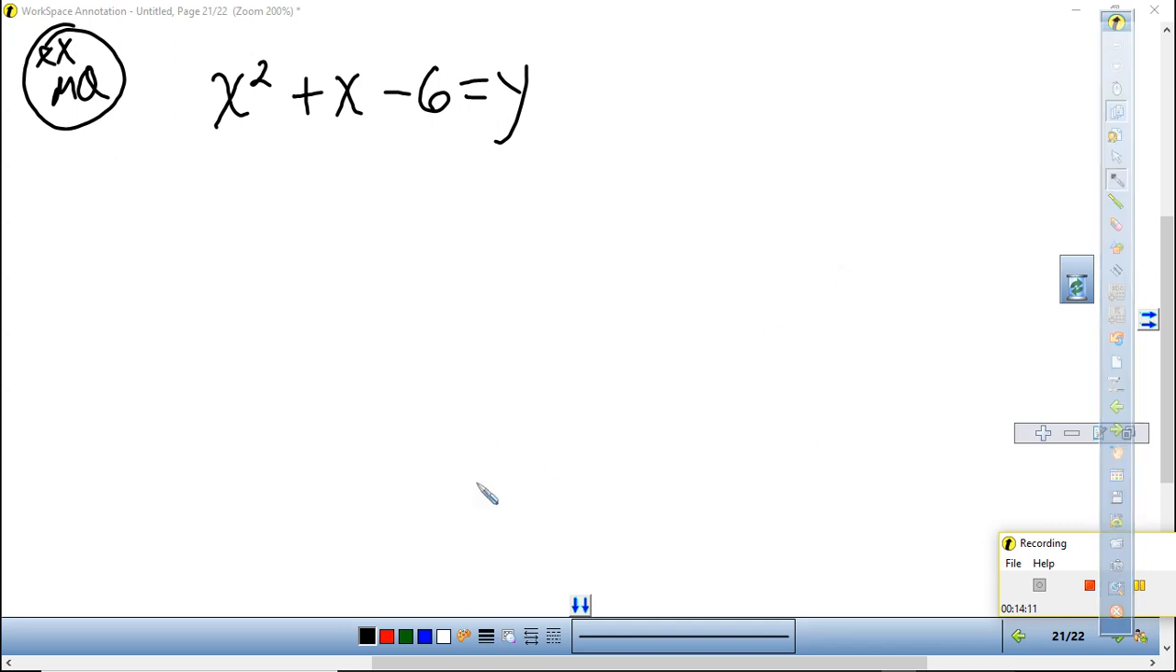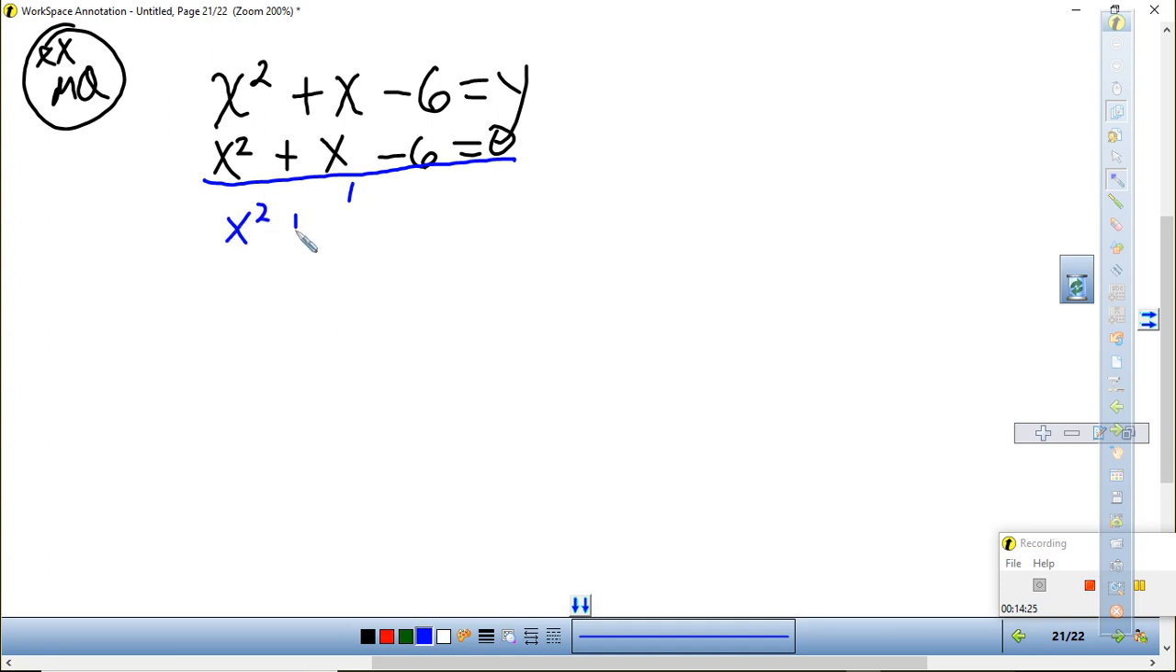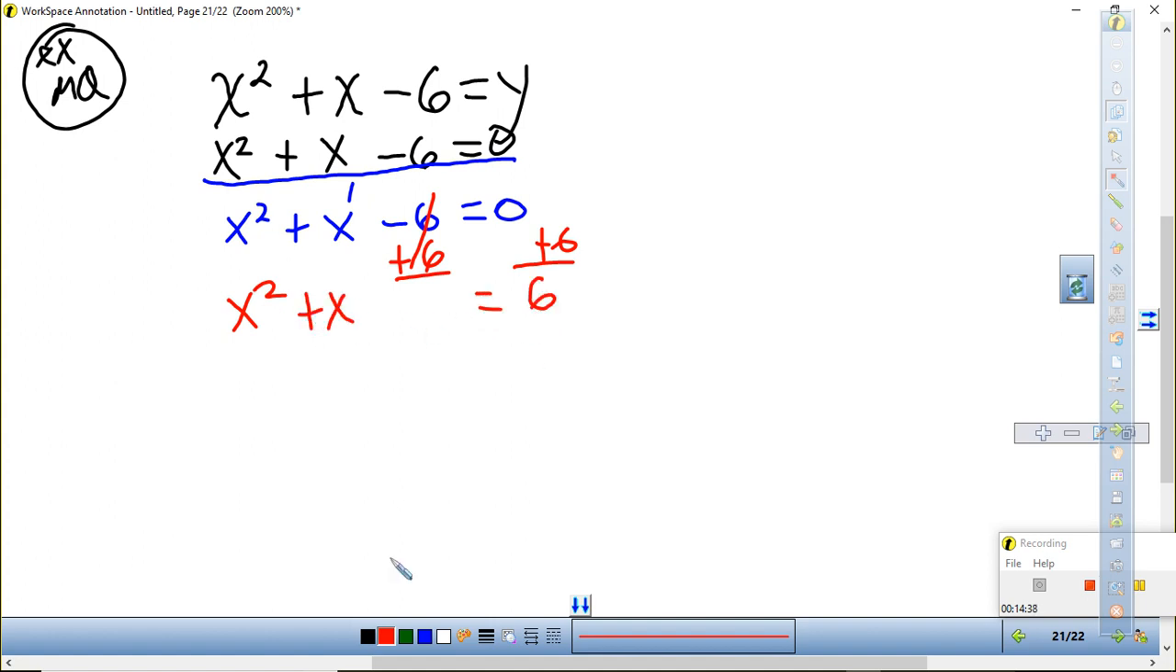Ready? Step 1, standard form. Make sure that y is equal to 0, so x squared plus x minus 6 equals 0. Step 2, divide by the leading coefficient, which is 1 in this case, so we're left with x squared plus x minus 6 equals 0. Eliminate the constant, so I need to add 6, and I end up with x squared plus x equals 6. Step 4, add b over 2 squared. What is b? 1. So it's 1 over 2 squared. Add 1 over 2 squared.